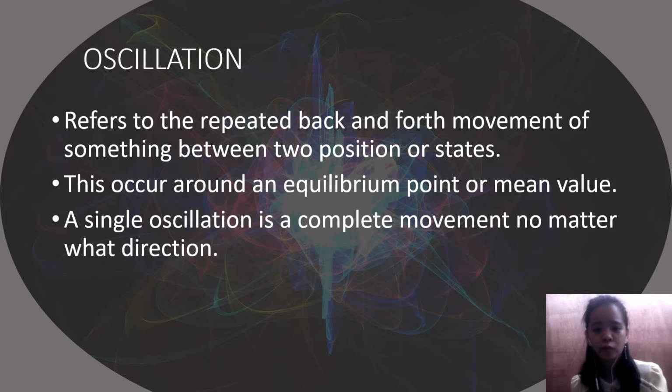Oscillation is the repeated back and forth movement of something between two positions or states. Like what we saw in the first video, catching a wave, the guy inserts some tension on the cloth and then it went back and forth. So these occur around an equilibrium point or mean value. A single oscillation is a complete movement no matter what direction. Next.